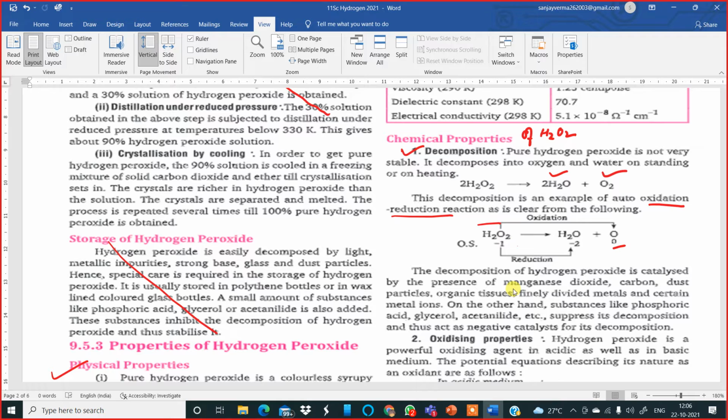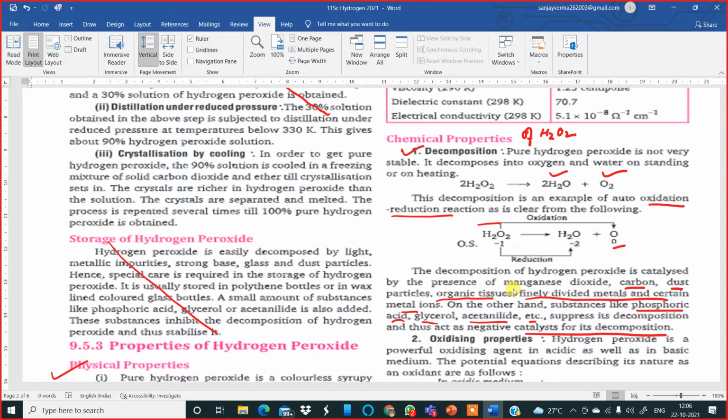The decomposition of hydrogen peroxide is catalyzed by the presence of manganese dioxide or carbon or dust particles, organic tissues, finely divided metals, and certain metal ions. On the other hand, substances like phosphoric acid or glycerol or acid anhydride, etc., suppress its decomposition and thus act as a negative catalyst for its decomposition.